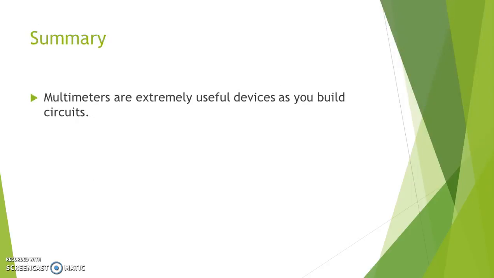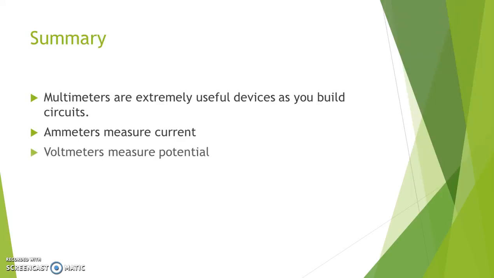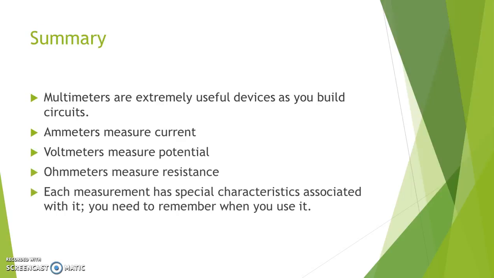Okay, so to sum up, multimeters are really useful devices. They're actually critical if you're going to build circuits. Ammeters measure current, voltmeters measure potential, ohm meters measure resistance. Each measurement has a special characteristic associated with it. You need to remember when you use it how to configure your multimeter. And you will be tested on this idea, so I'm going to ask you how you would set up your multimeter if you want to do the various measurements.